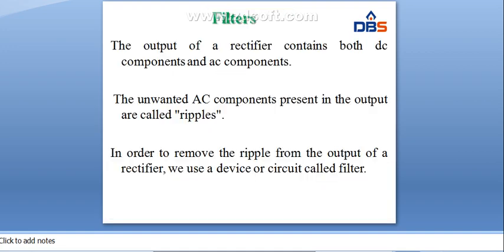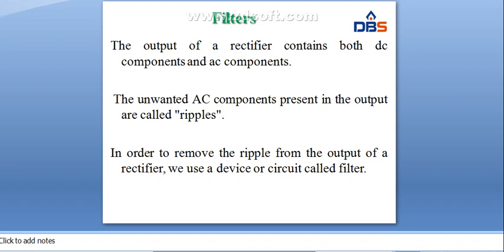So in the regulated power supply, the first block is the transformer, which is a step down transformer. The output of the step down transformer is applied to the rectifier and the output of the rectifier is applied to filters. So we will see what is the function of the filter, what is the necessity of filters, and what are the different types of filters we use to convert AC to DC signals.